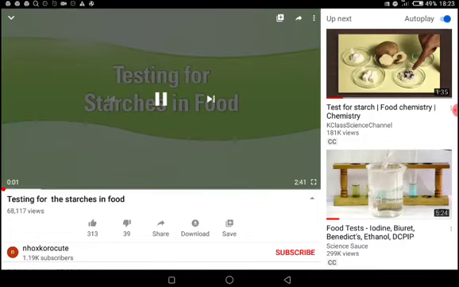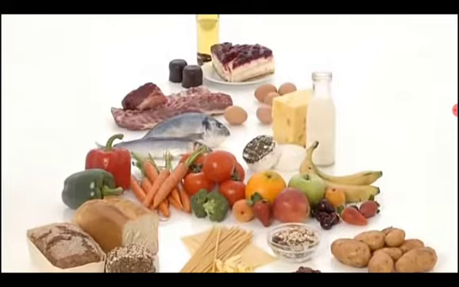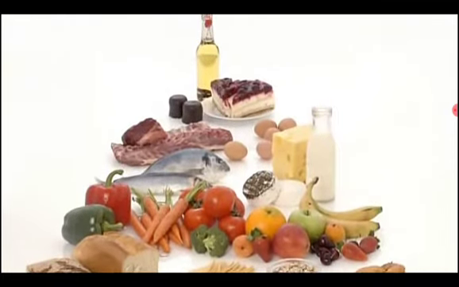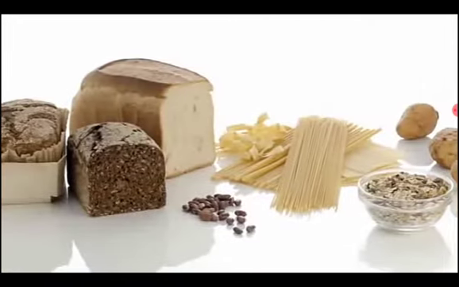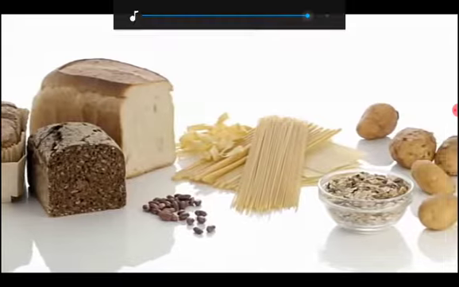Testing for starches in food. We need a balanced diet to give us the energy we need to work and play. Starches serve as a quick source of energy. But how can you tell if food is a starch? We're going to answer this question in just a few minutes by performing a simple experiment. Before we get started, remember, never touch or taste anything in the lab and always wear your lab coat and safety goggles. Okay, let's get started.